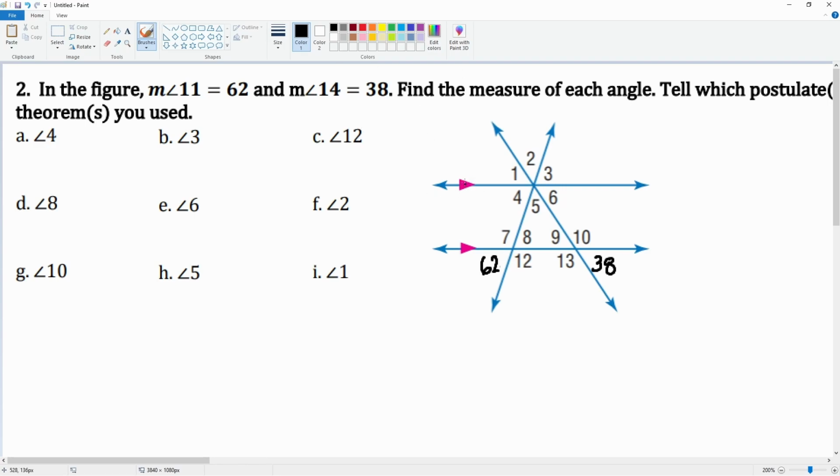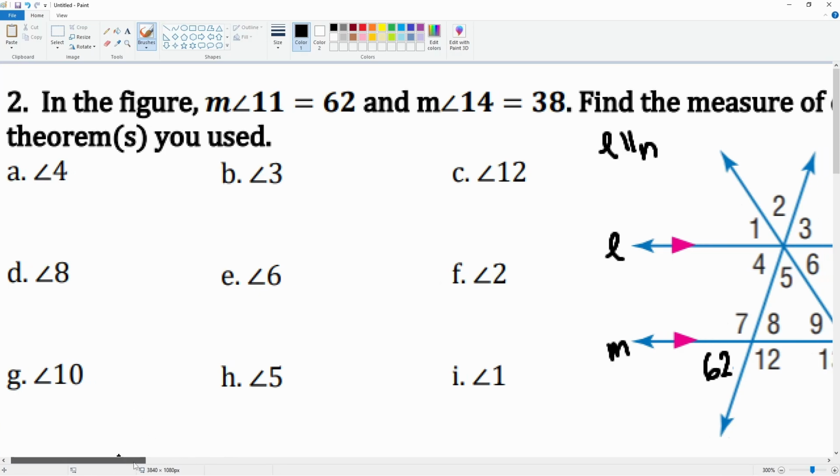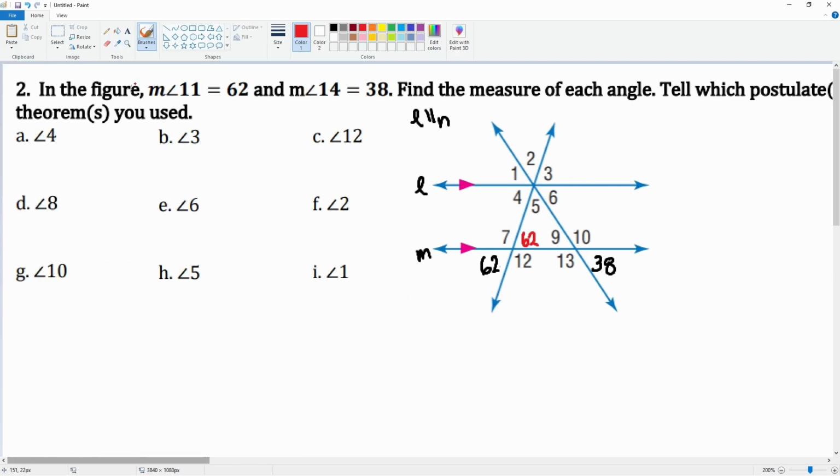Notice these lines here are parallel because of that red triangle. So we can say L is parallel to M. Okay, L is parallel to N, right? So let's take a look. So notice here that angle 8 we can actually figure out first, because of vertical angles. So this is 62 because of vertical angles. So that was 8. So let's put that in 8's box. So 8 is 62 degrees. And we know this because of vertical angles.